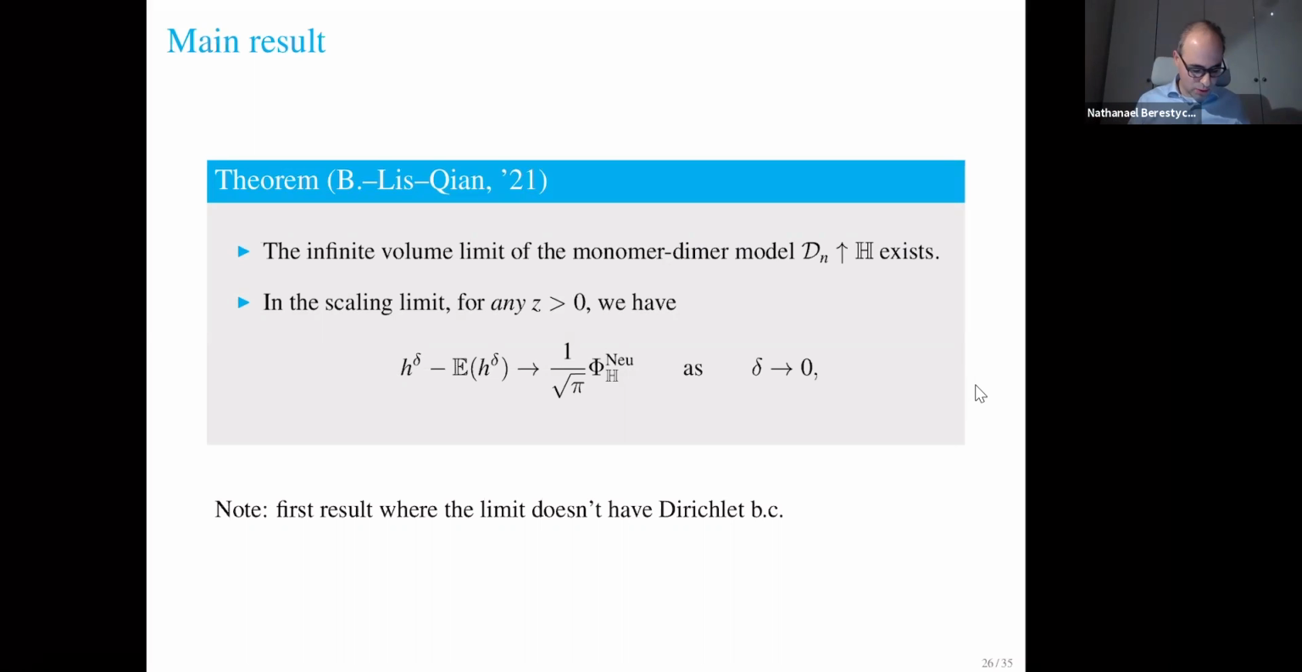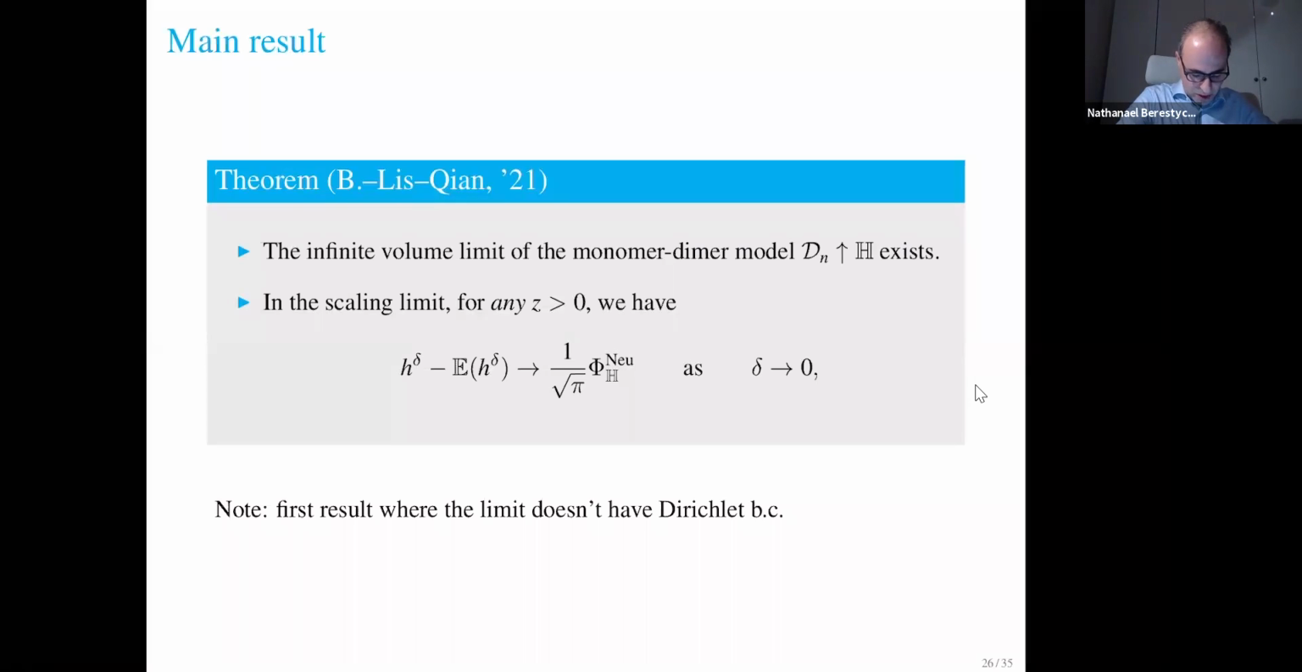But then, the second part of the result says, consider the random monomer dimer model in the entire upper half plane, and then send the mesh size to 0. The result says that in the scaling limit, the height function minus its expectation converges to now a Gaussian free field with Neumann boundary conditions as delta tends to 0.